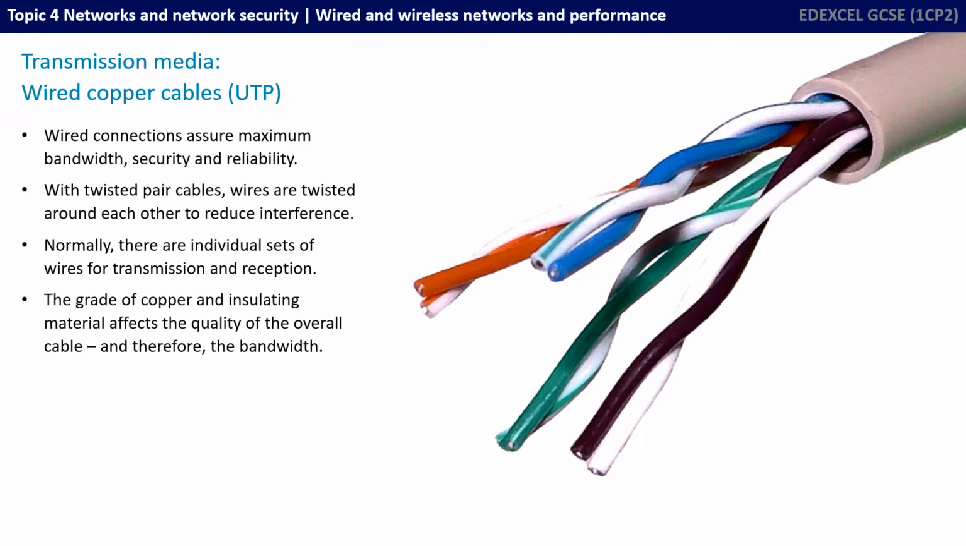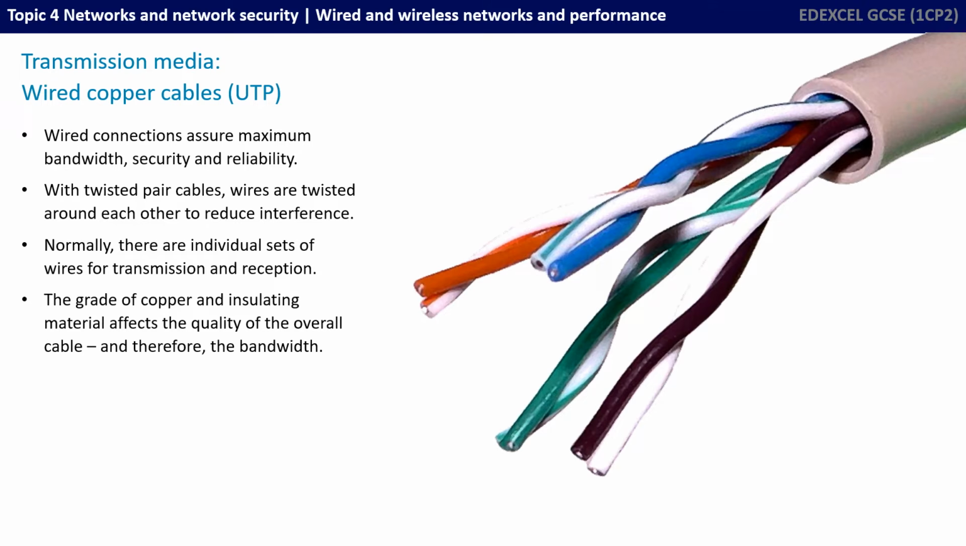Connections between desktop computers and a switch or router are usually achieved with a wired connection. This ensures maximum bandwidth, security, and reliability. The wired connections are made of twisted pairs of wires which are twisted around each other to reduce interference. There is normally a set of wires for transmission and a set of wires for receiving data. Different grades of copper and insulation material can affect the quality of the cable and therefore the bandwidth. These copper cables are referred to as twisted pair, unshielded twisted pair UTP, Cat5, Cat6 or Ethernet cables.